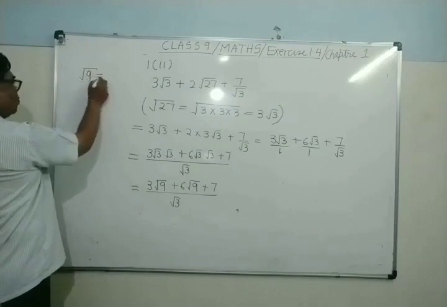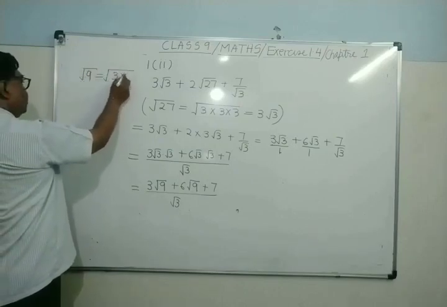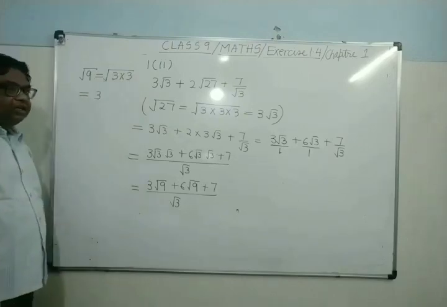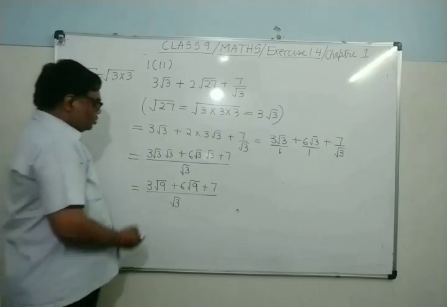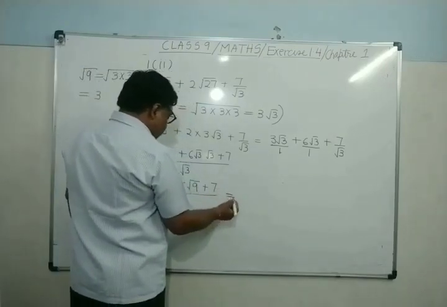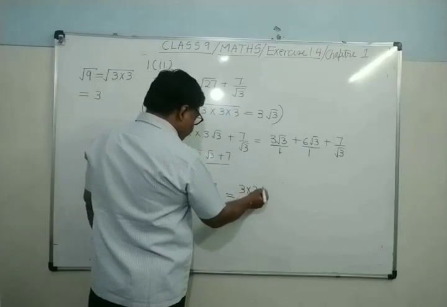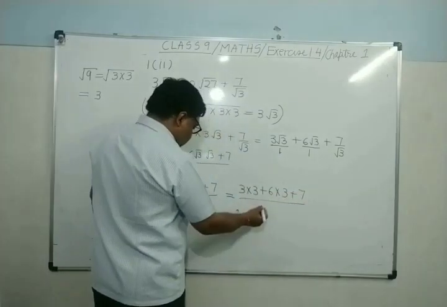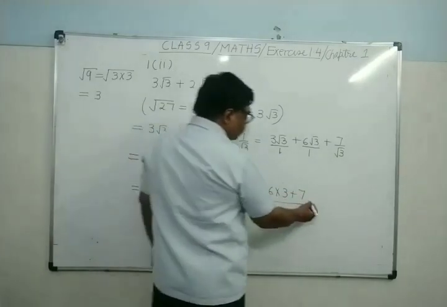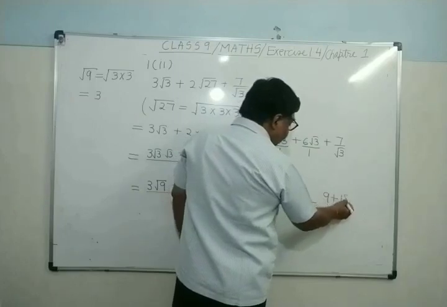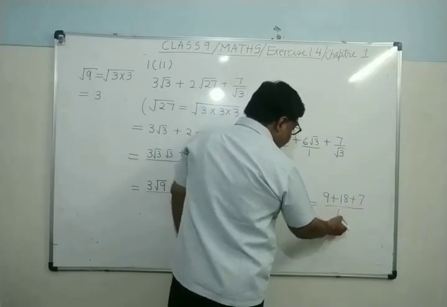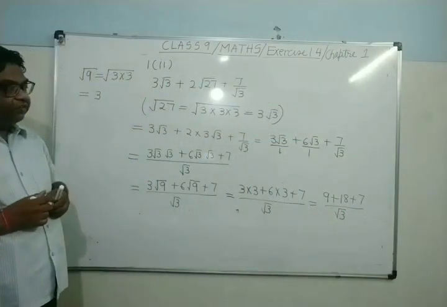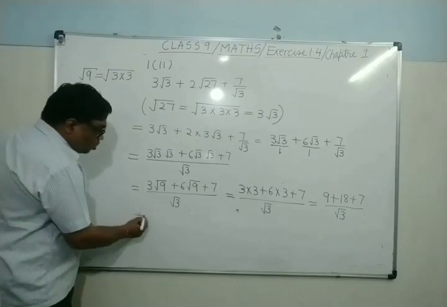Square root 9 equals square root of 3 into 3, so its pair has formed. You will take 3, and there will be no number left, only 1, and square root 1 is 1. So it is 3 into 3 plus 6 into 3 plus 7 upon root 3. 3 threes are 9, 6 threes are 18, plus 7 upon root 3. So 18 plus 9 is 27, 27 plus 7 is 34 upon root 3.